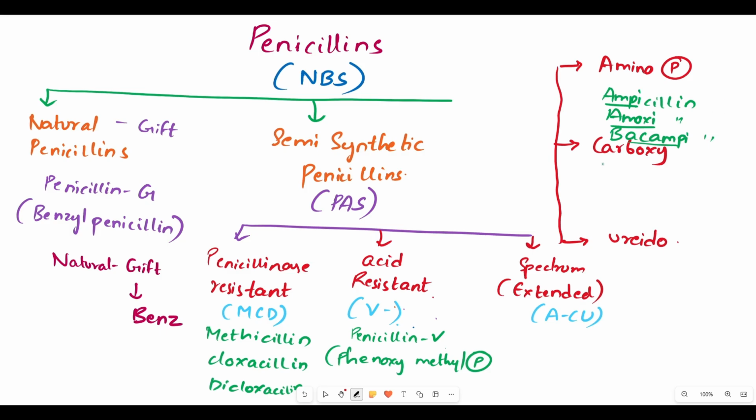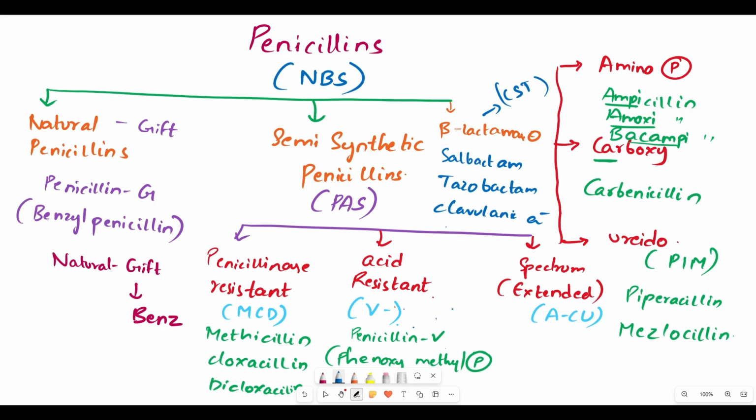Now coming back to the second class under this, it is carboxypenicillin. The name itself says it has only one single example, that is carbenicillin. Now coming back to ureidopenicillins. Remember the trick as PIM, where PI means it is piperacillin and M means it is mezlocillin. Now let me just repeat this entire classification for you once again.